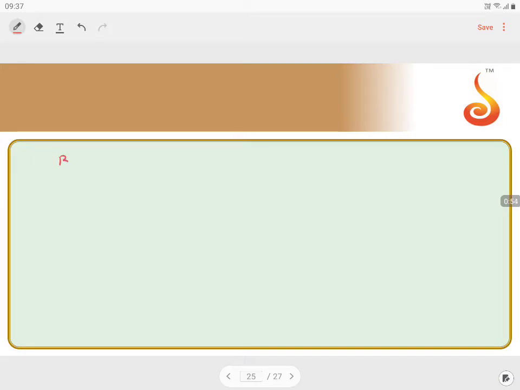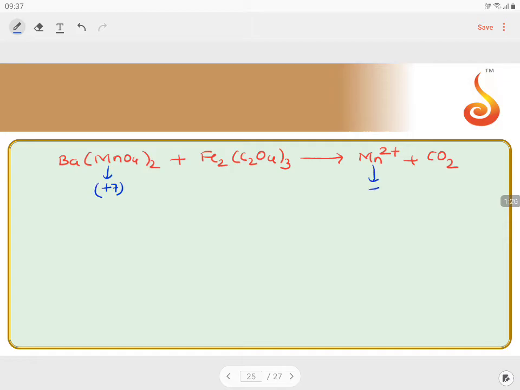So barium manganate, Ba(MnO4)2 plus Fe2(C2O4)3. Now manganese is changing to Mn2+ and carbon is changing to CO2. Let us have only these two into consideration. If I am taking this particular one, manganese is in +7 oxidation state changing to +2, and carbon, which is in +3 oxidation state, changing to +4.